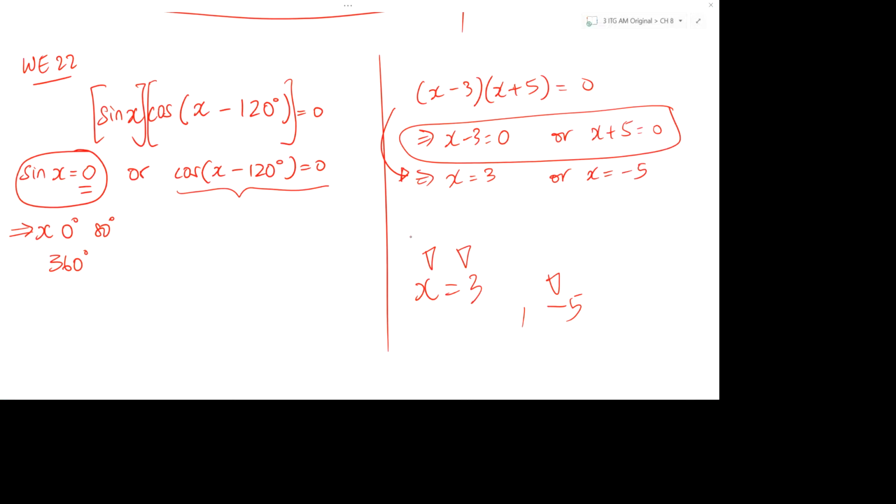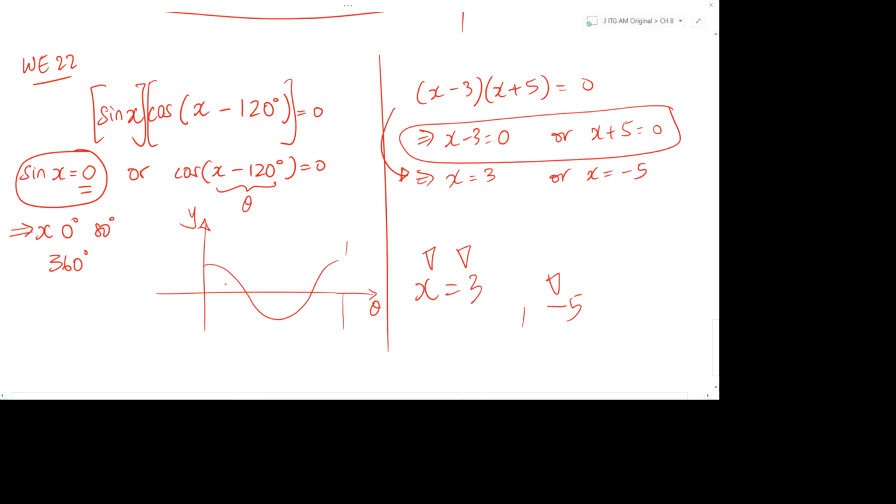What graph do I draw? Cosine. Do you want to draw cosine x minus 120 or you want to draw cosine theta? Yeah, because cosine x minus 120 is very difficult to draw. Let's draw cosine theta. Let us have this to be equal to theta. So I'm going to draw the graph of cosine theta now. This is theta. This is y. Now cosine theta is equal to 0.